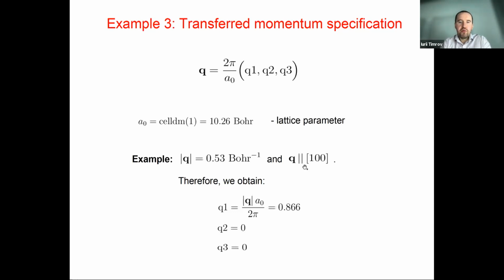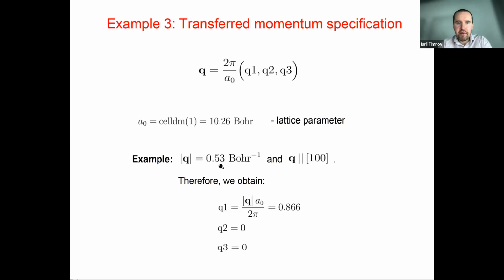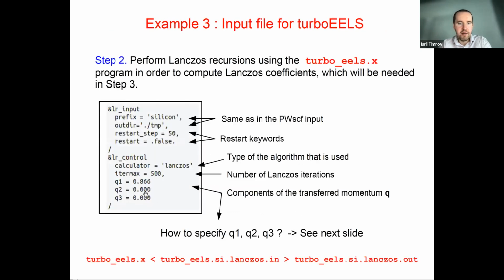We say, okay, I want to do the same calculation. So how do I specify it in the turbo_eels code? We do it the following way. We remember the formula on the top, and we know that the modulus of Q is 0.53. Since it's along the 100 direction, we know that Q2 is zero and Q3 is zero, so only Q1 is non-zero. We know the modulus of Q, we know A0, and we can compute Q1, which is easy. Q1 is the modulus of Q multiplied by A0 divided by 2 pi. If we do the math, we obtain 0.866. So this is why in the input we have 0.866, 0 and 0.